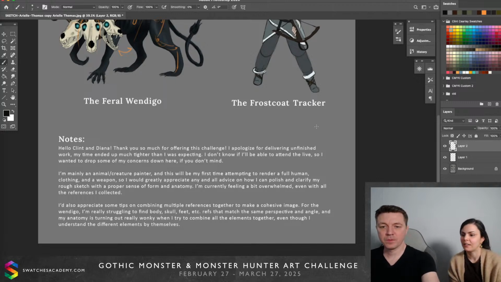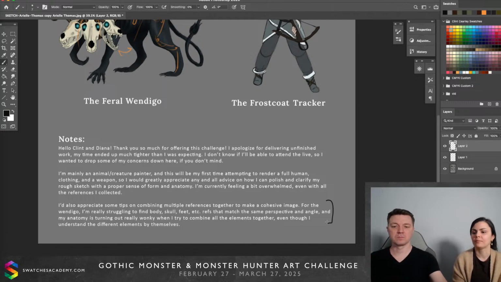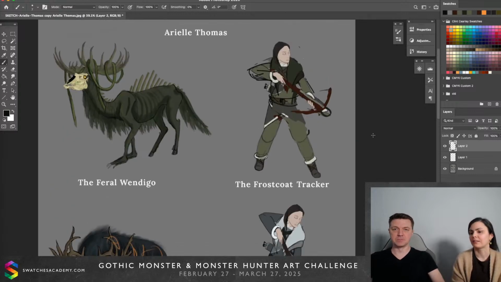Okay, the other thing is you were talking about combining references for the Wendigo, struggling to find body, skull, and feet refs that match the same perspective. So this is a problem where I think there's no quick solution. The solution is really getting more confident with your drawing ability so that you can turn something to the right angle that you need without having the exact photo. You can have a photo reference, but it doesn't need to be the exact angle you need, as long as you have the drawing ability to turn that form.